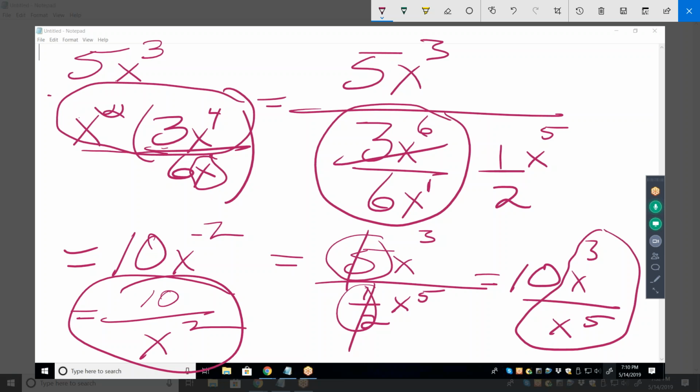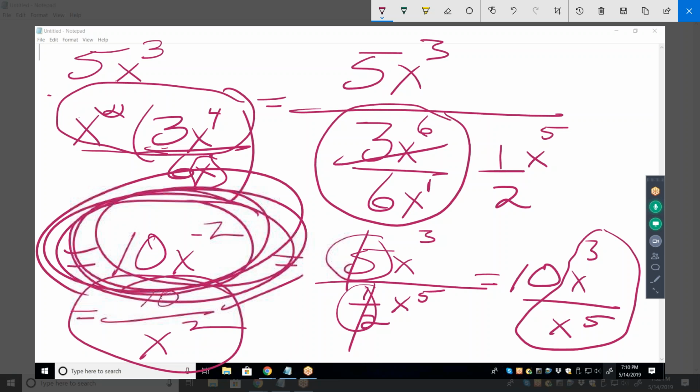And most likely your teacher has said do not give negative exponents in the answer. So 10 times x to the minus 2 would not be acceptable. You might lose points if the teacher has said use only positive exponents. So you really do need to write it as 10 over x squared. If they haven't said that, then this is a perfectly fine answer. It's the same answer, it's just got a negative exponent.